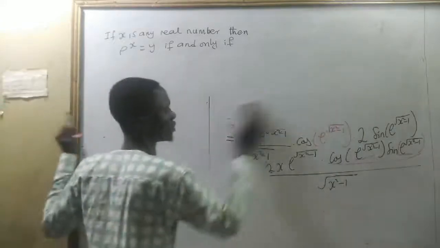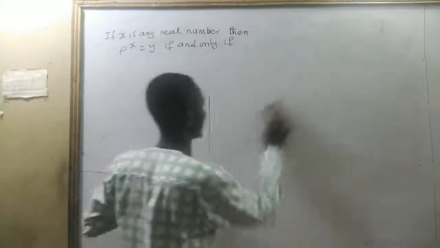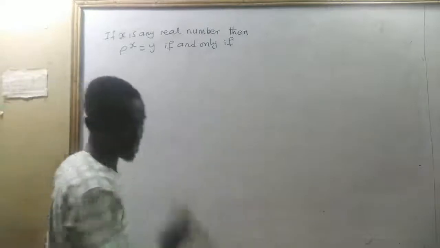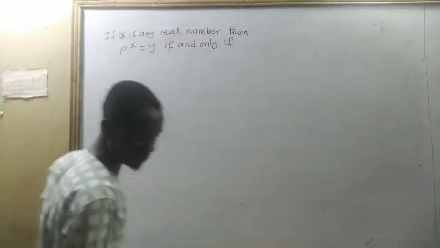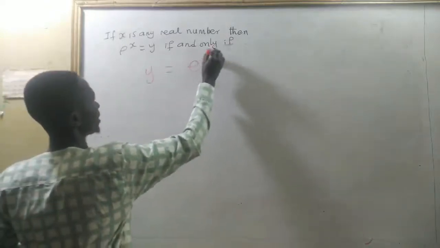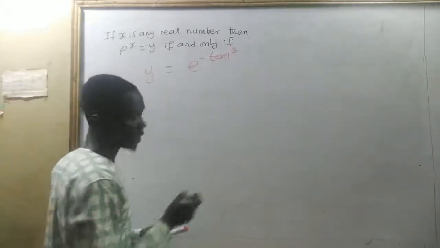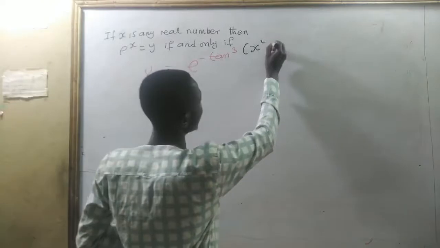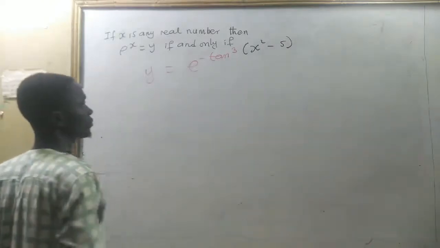Wow. So let's move on. Very simple as that. Let's take the next example. Now, the next example, we are going to consider y is equal to e to the power negative tangent cube x squared minus 5. Now, how do we differentiate this?